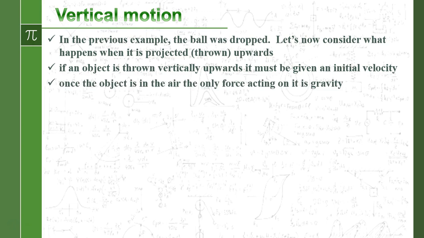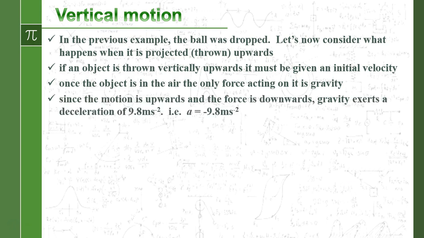And once it's in the air, the only force acting on it is gravity. There's nothing else happening. So therefore, it's acting under the force of gravity, which is an acceleration of 9.8 meters per second squared. If I'm throwing this ball upwards, in this case I'm going to take upwards as being my positive direction, it's slowing down as it goes up. So what I'm going to do is say we've got deceleration. So I'm going to say acceleration is minus 9.8 meters per second squared.